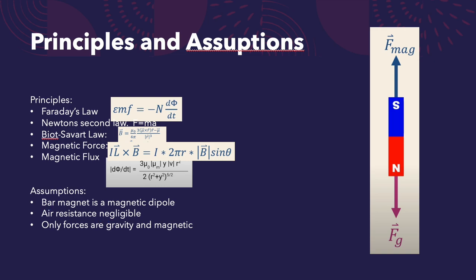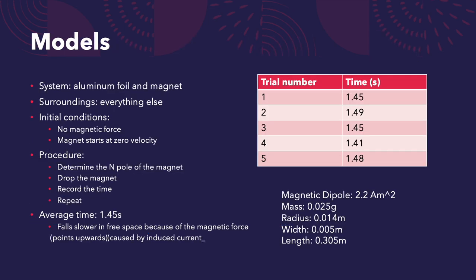Predictions and assumptions. We use Faraday's law, Newton's second law, the Biot-Savart law, the magnetic force equation, and the magnetic flux equation. Assumptions: the bar magnet is a magnetic dipole. Air resistance is negligible. The only forces are gravity and the magnetic force.